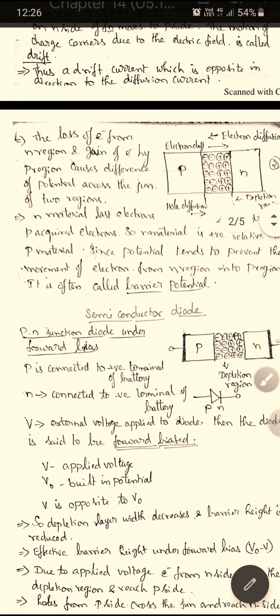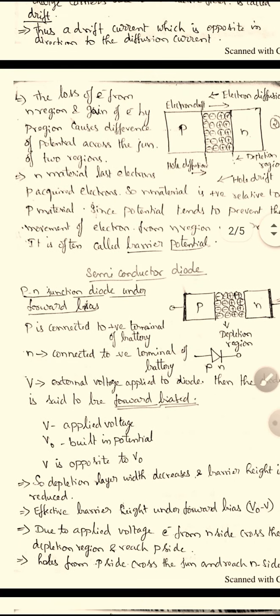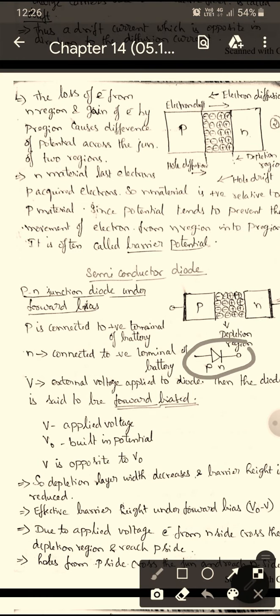The symbol of a diode is given here. It is a P and N junction. So P is connected to the positive terminal of a battery. For the PN junction diode under forward bias, the P semiconductor is connected to the positive terminal of a battery, and N is connected to the negative terminal of a battery.